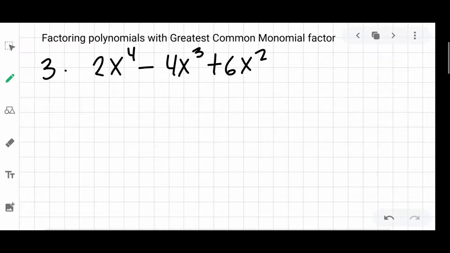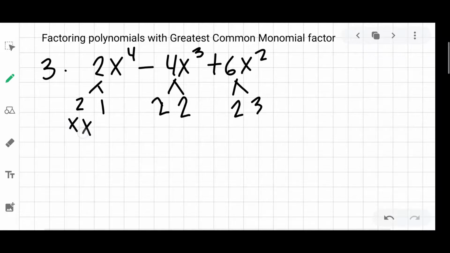Okay, so get the factors of 2, 4, and 6. So this one is 2 times 1, the factors of 2. Ano naman ang factors ng 4? We have 2 times 2 is 4. Para sa 6, we have 2 times 3. So meron siyang 4 na x. Lagay ko dito. Meron siyang 3x. This one, meron 2 x.